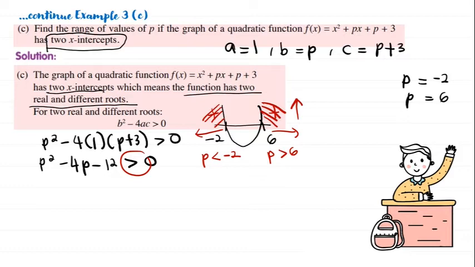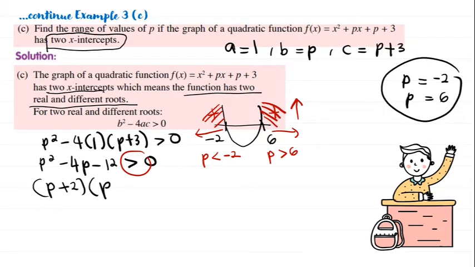So you will have p plus 2 in bracket. Okay, these two values, I put them in brackets. So p equal to 6, if put in bracket, it becomes p minus 6 more than 0. Okay, so how to solve this quadratic inequality? Using the graph method, I have solved it. So our range will be p less than -2 or p more than 6.